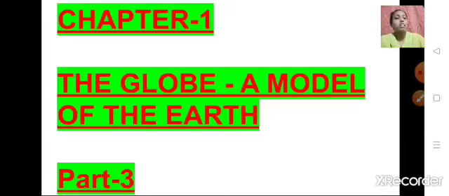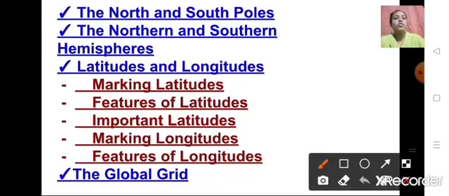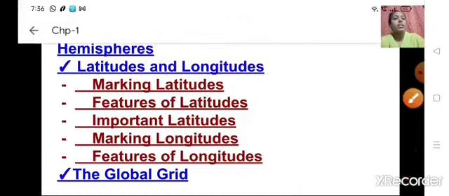Children, this is part 3, the last session of chapter 1, the globe, a model of the earth. In our today's session, we are going to focus on important latitudes, marking longitudes, features of longitudes and the global grid. Before we start with our today's topics, let us focus on the topics that we covered in our last session.